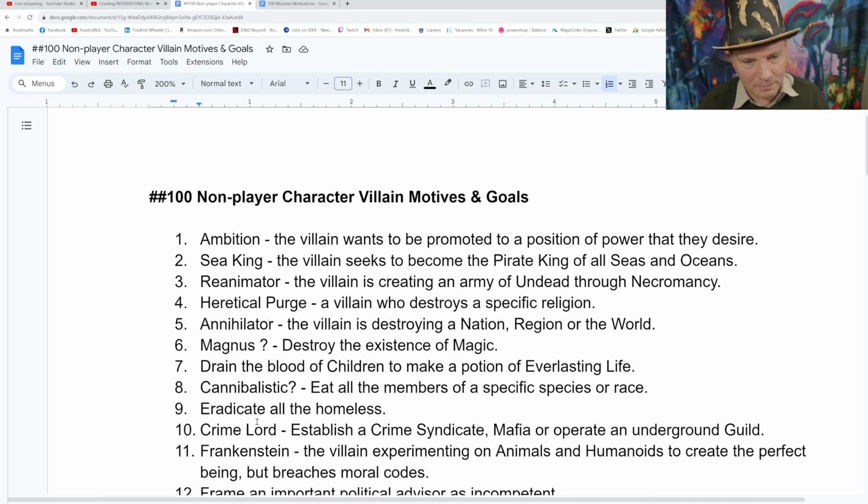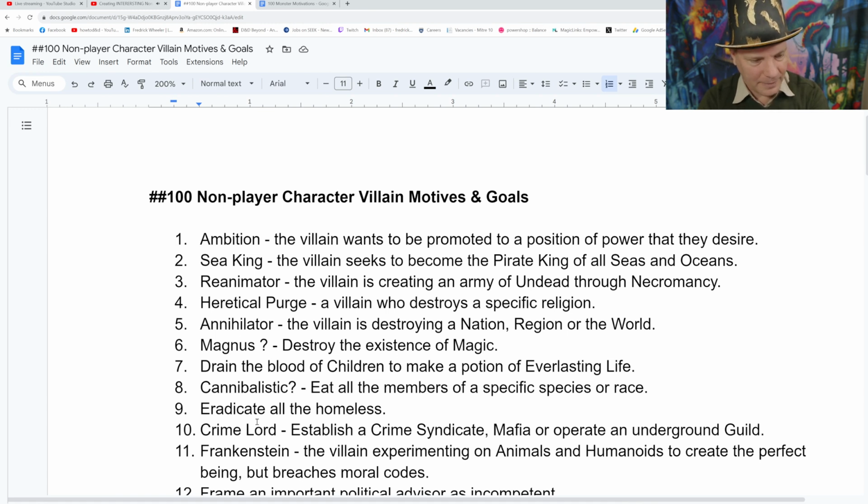Ambition. The villain wants to be promoted to a position of power that they desire. Sea King. The villain seeks to become the pirate king of all seas and oceans. Reanimator. The villain is creating an army of undead through necromancy. Heretical Purge. A villain who destroys a specific religion. Annihilator. The villain is destroying a nation, region, or the world.